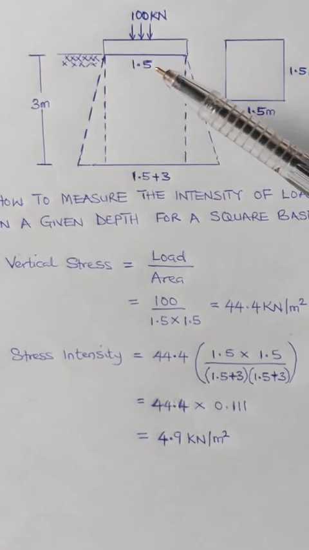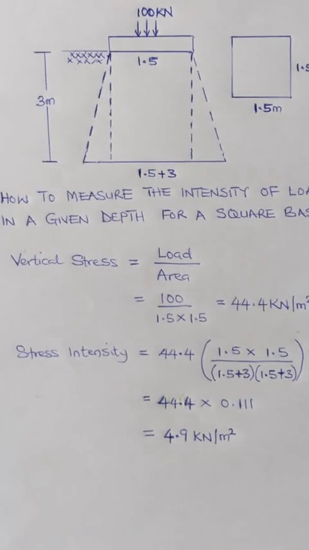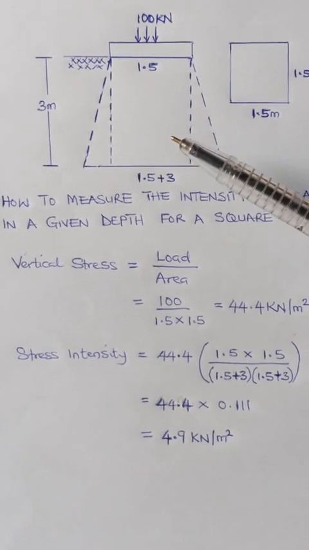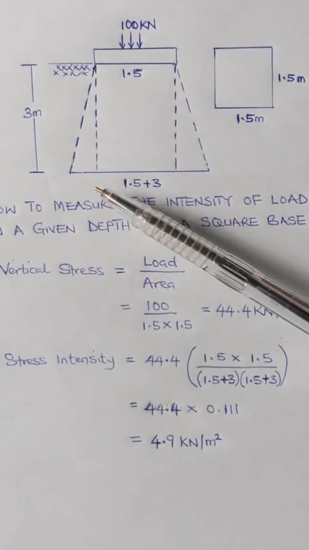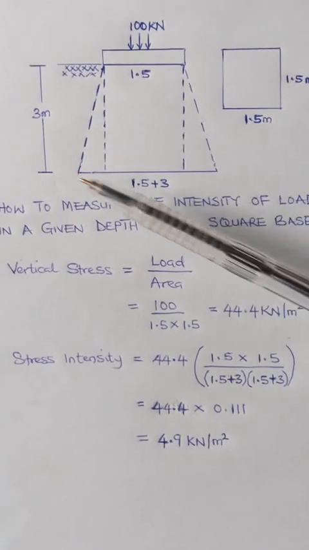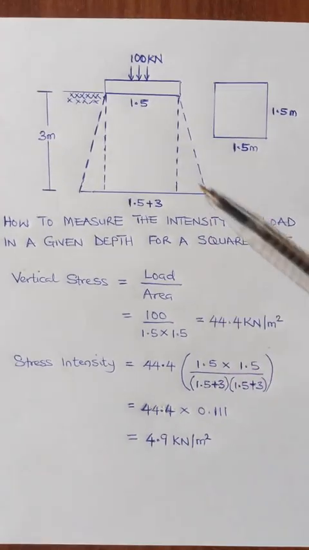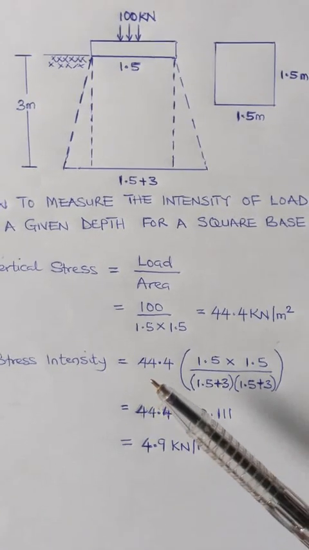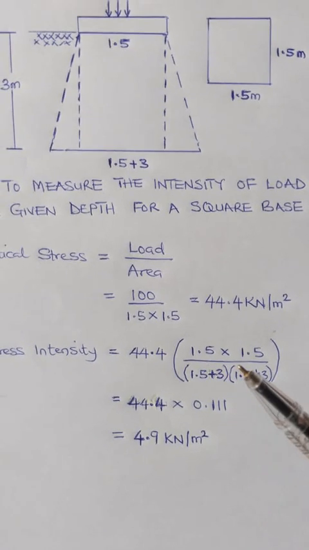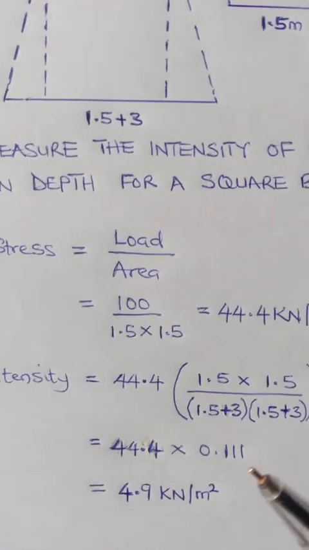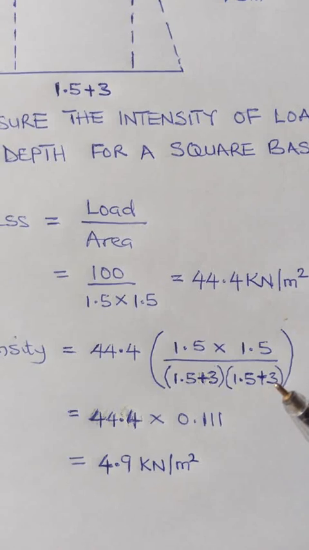Now I want you to understand the spread of load as it goes at 45 degrees spread. That is the spread mechanism. So we have to consider the spread length of the load at the depth of 3 meters. So for us to compute the stress intensity at a depth of 3 meters, we have 44.4 multiplied by 1.5 times 1.5 divided by (1.5 plus 3) times (1.5 plus 3).